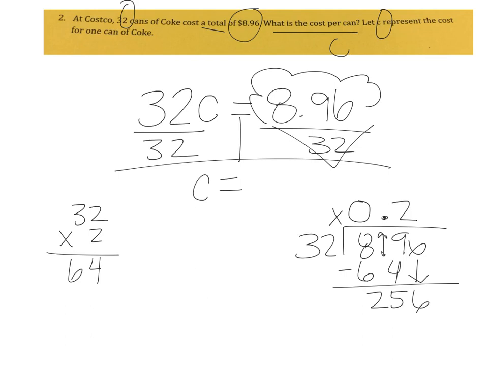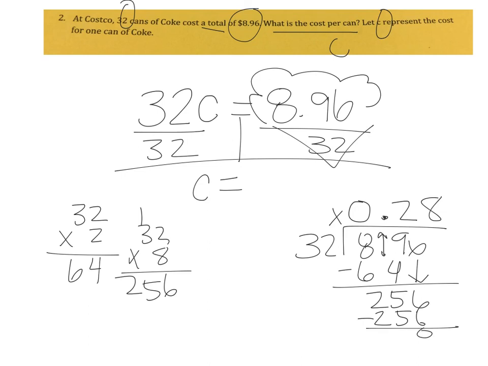Bring down your 6. All right, so how many times does 32 go into 256? Let's try 8. So 32 times 8. 8 times 2 is 16. 8 times 3 is 24, plus 1 is 25. Oh, that worked perfectly. 8 times 32 is 256. Subtract, and we will get 0. So 1 can of Coke is $0.28. So 1 can of Coke will cost 28 cents.